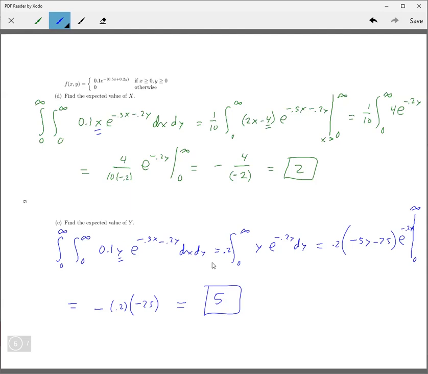Now here, you can also somewhat check this, although it's a bit harder. I guess you could say, well, we got positive numbers for the expected value, so that's good. If we got negative numbers, then we'd know that's not right. So we got positive numbers, so that's good.